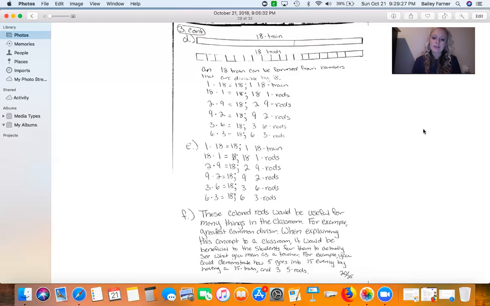And so I found that these colored rods would be useful for many things in the classroom, but most of all, it would be really helpful for finding the greatest common divisor, like I just said earlier, to see how many of the smaller blocks will fit together to make the one longer train that you're trying to find.